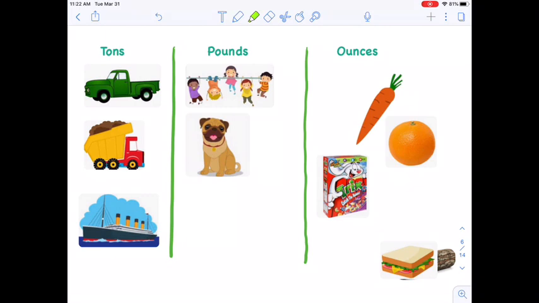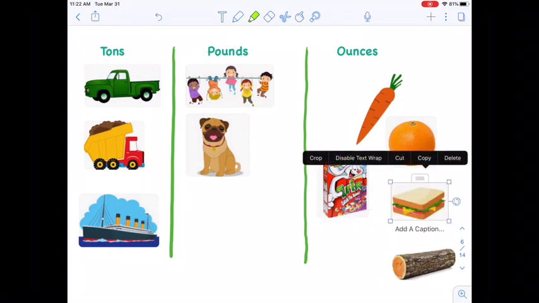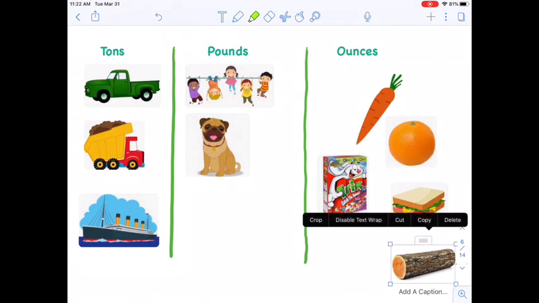Now, how about this sandwich? Where do you think you would put that? Be ready to tell your teacher why you would put something in a certain category. I think ounces would be the most appropriate. Most of the sandwiches we would make at home would not be weighed in pounds. They're not that heavy. Okay, I have one more for you.